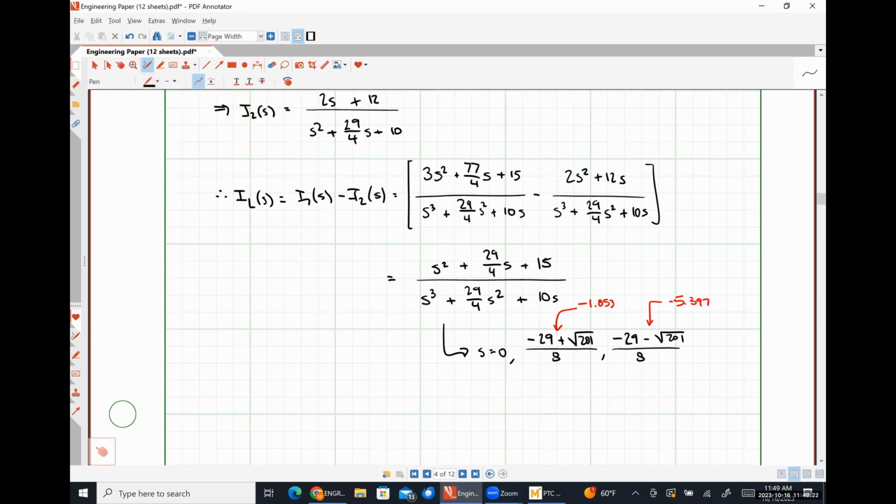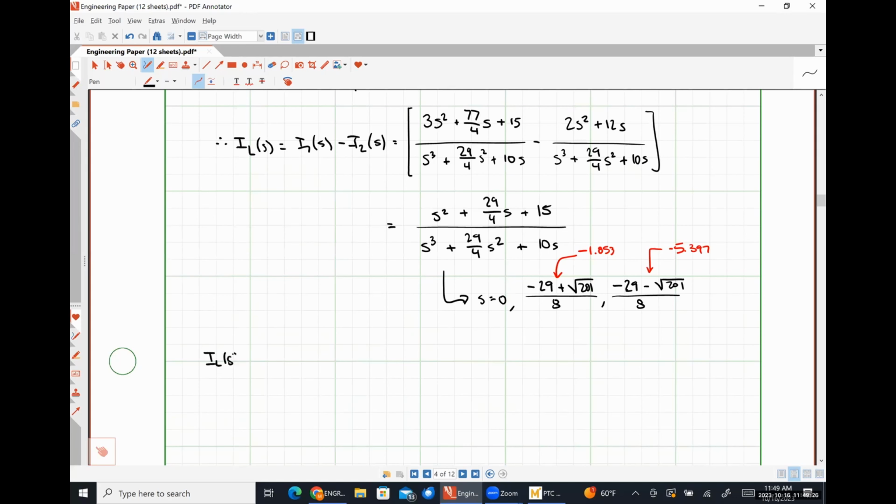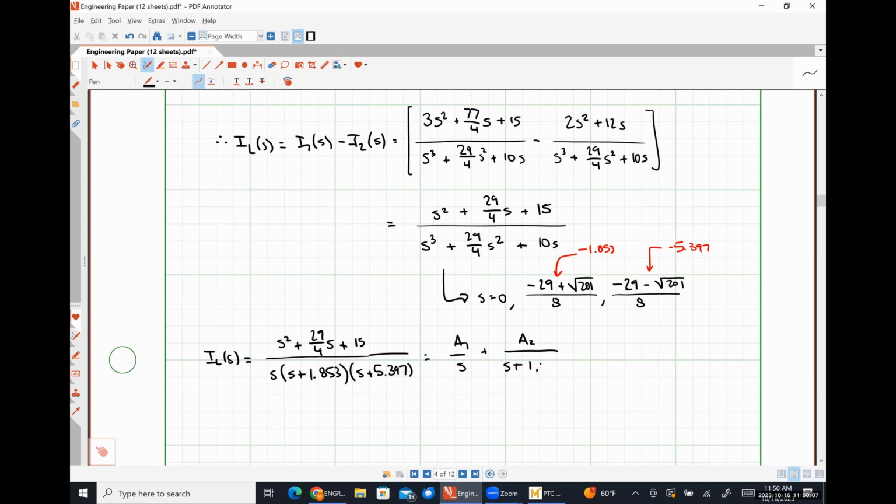So IL of s can be expressed as s squared plus 29 fourths s plus 15 divided by s times s plus 1.853 times s plus 5.397, or A1 over s plus A2 over s plus 1.853, A3 over s plus 5.397. Penmanship is getting bad.